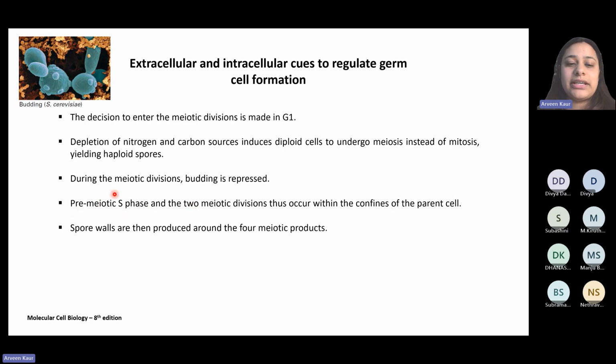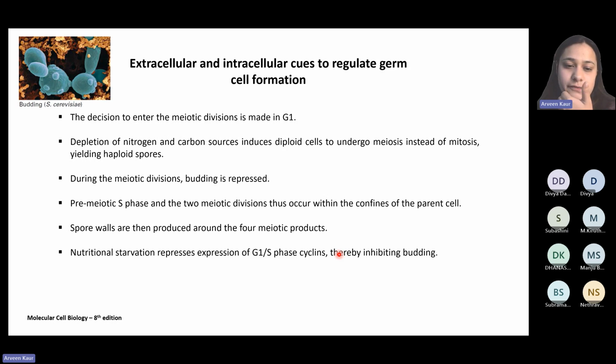The pre-meiotic S phase and the two meiotic divisions occur within the confines of the parent cell. Okay, the spore walls are then produced around the four meiotic products. So first the parent cell is present, its wall is already present, right? It will undergo these two meiotic divisions. The four spores will form and then the walls around these four meiotic products will also form, right? The nutritional starvation represses expression of G1/S phase cyclins, thereby it inhibits budding.